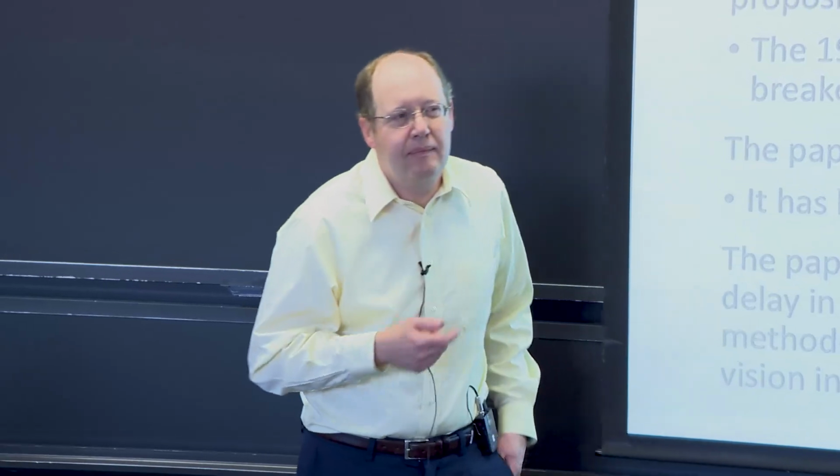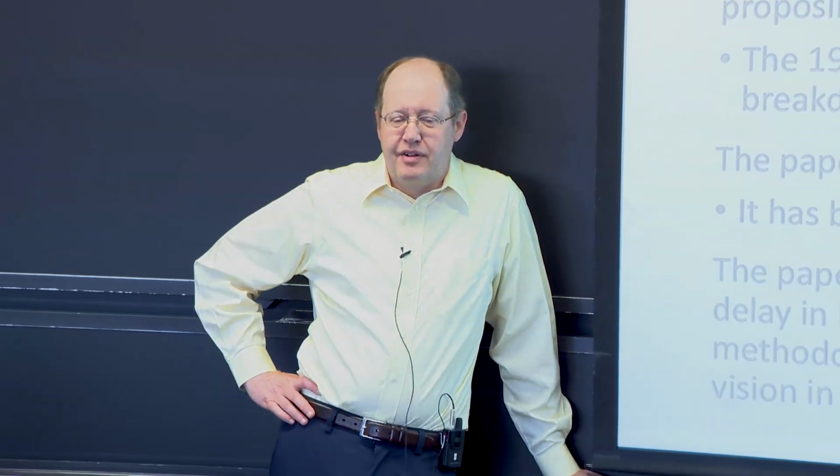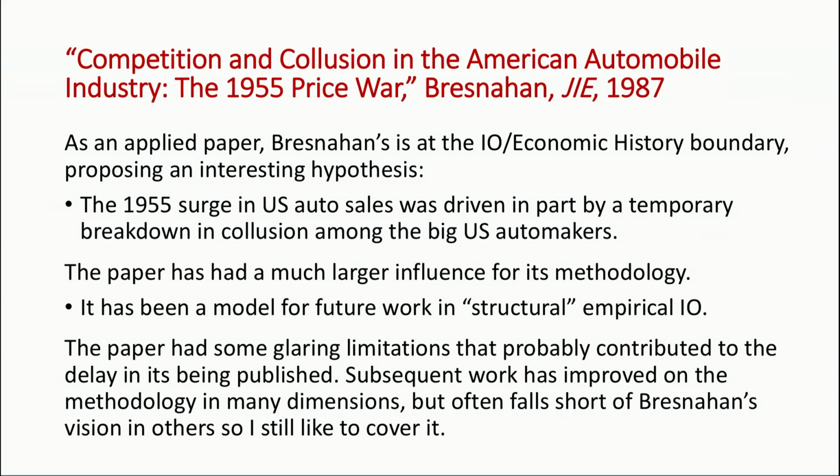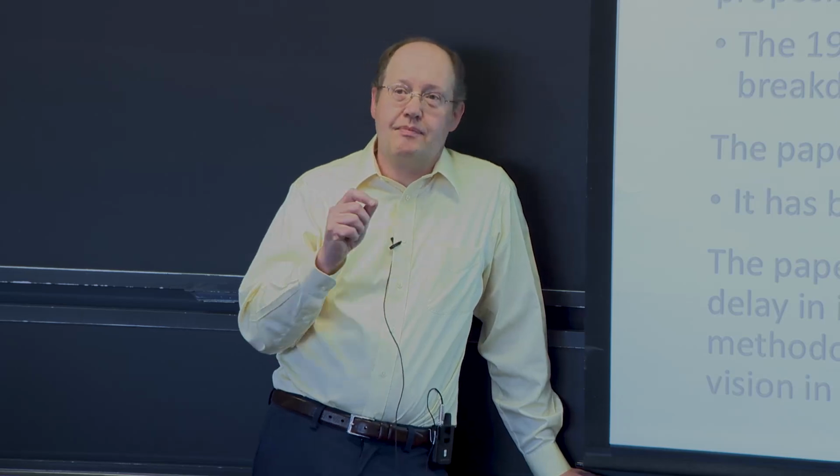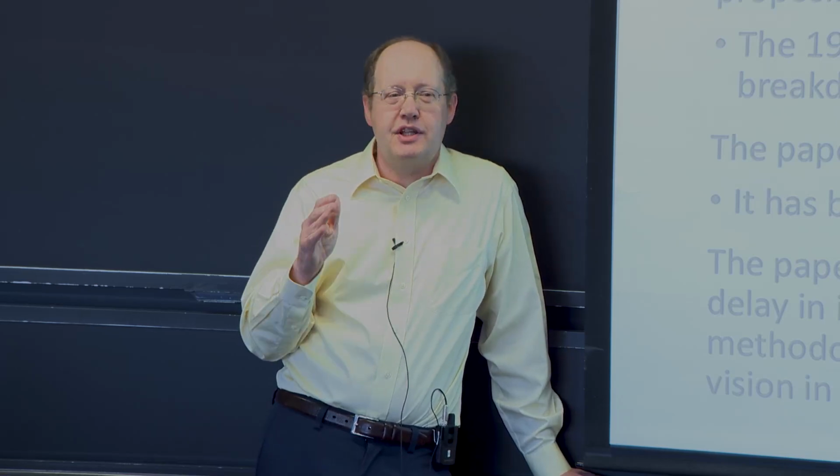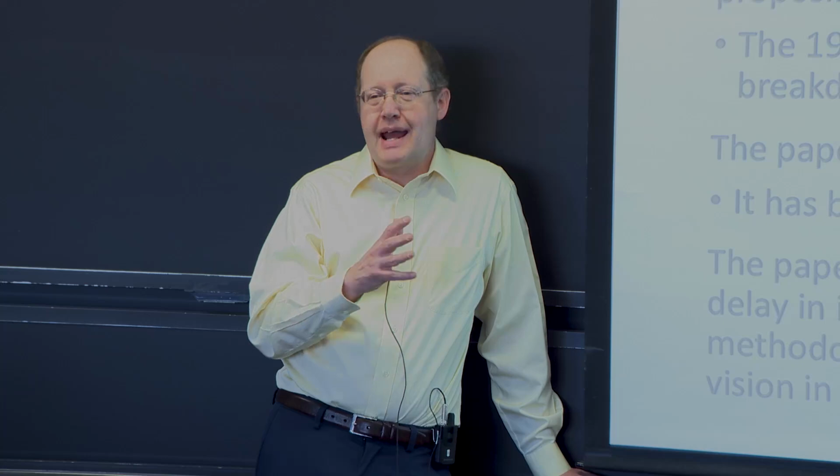So anyway, I'm going to first cover one of my favorite papers in the course. This is Bresnahan's paper, Competition and Collusion in the American Automobile Industry, the 1955 Price War. I should say, in some sense, it's one of my favorite papers. I took the star off it this year because I think as the paper gets more and more dated, you can appreciate it more by hearing about what it does than by actually reading it.